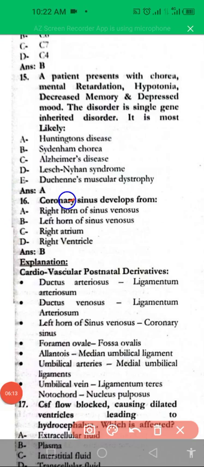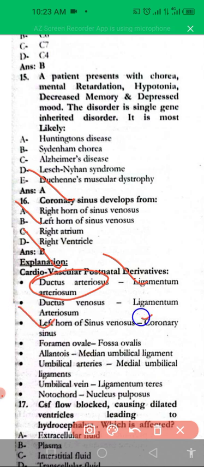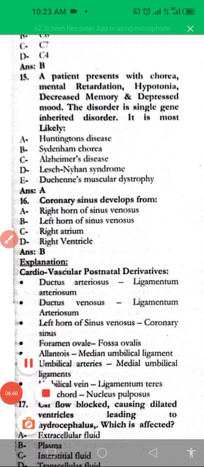Next one is coronary sinus develops from the left horn of sinus venosus. Cardiovascular derivatives: ductus arteriosus becomes ligamentum arteriosum. Left horn of sinus venosus gives rise to the coronary sinus. Foramen ovale gives fossa ovalis. Allantois gives the median umbilical ligament. Umbilical vein gives ligamentum teres, and notochord gives nucleus pulposus and eventually neural tube.